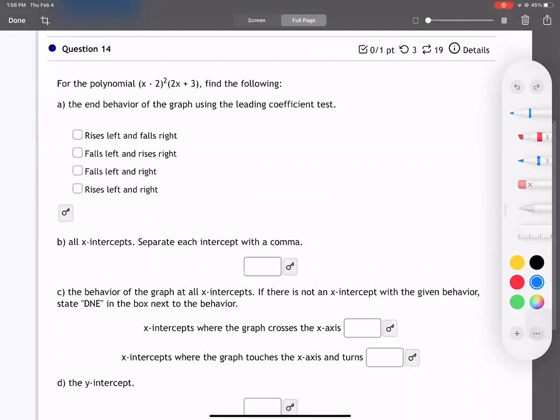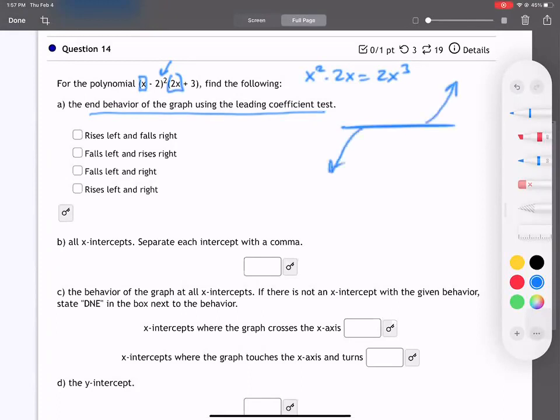Now, what's the end behavior of the graph using the leading coefficient test? The leading coefficient test is going to be these guys here. But careful, that's squared. That's x squared times 2x is 2x cubed. So if it's 2x cubed, positive means it's going to be up on the right. Negative means it's going to be down on the left.